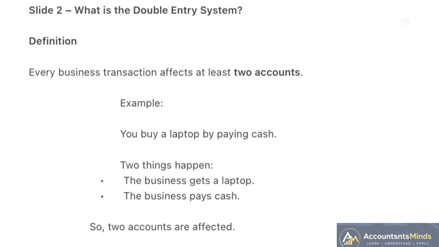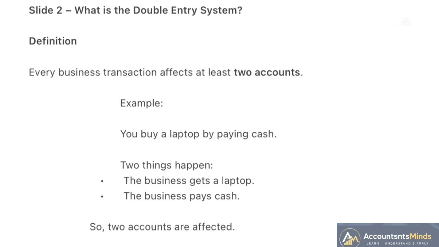Imagine you buy a laptop for business and pay cash. What happens? First, the business receives a laptop. Then, second, the business pays cash. So, two accounts are affected. First, the laptop account, then the cash account. This is why it is called the double entry system. Every transaction has two effects, not just one. Can anyone think of another transaction that affects two accounts?